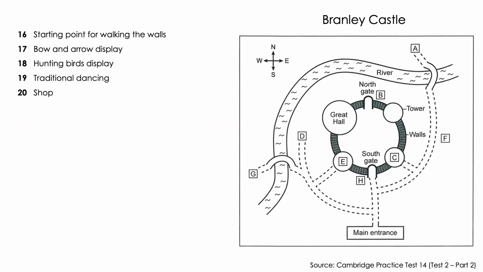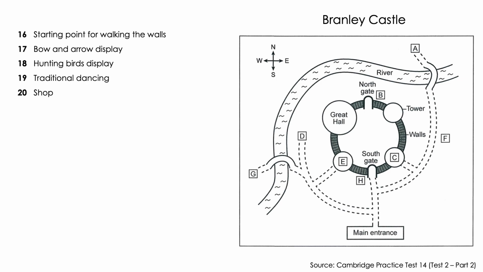First, read the title. This is Branley Castle. Let's look at the elements. The main entrance is at the bottom. That's where our tour will most likely start. In the castle, we see south and north gates, several towers, walls, and the Great Hall. The river is at the top, and there are two bridges across the river.